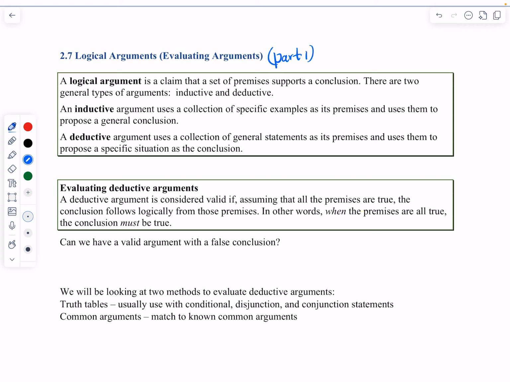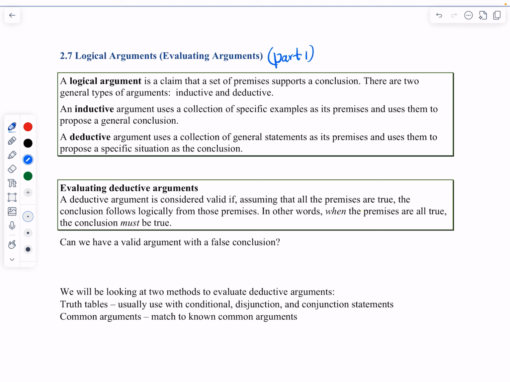A logical argument is a claim that a set of premises supports a conclusion. There are two general types of arguments, inductive and deductive. I'm sure you guys have heard of inductive reasoning and deductive reasoning. An inductive argument uses a collection of specific examples as its premises and uses them to propose a general conclusion, whereas a deductive argument uses a collection of general statements as its premises and uses them to propose a specific situation as a conclusion. We are going to be evaluating deductive arguments.